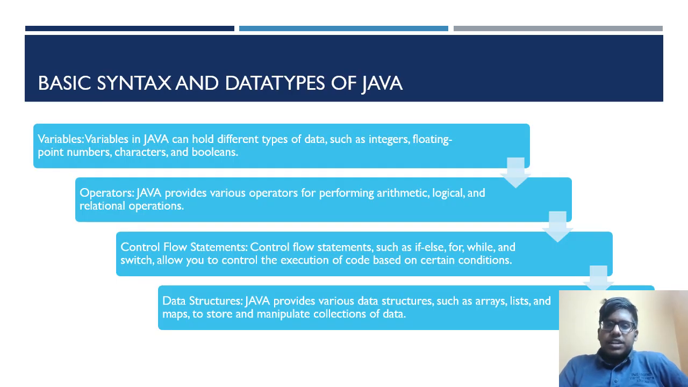Basic syntax and data types of Java. Variables. Variables in Java can hold different types of data such as integers, floating point numbers, characters, and booleans. Operators. Java provides various operators for performing arithmetic, logical, and relational operations. Control flow statements. Control flow statements such as if, else, for, while, and switch allow you to control the execution of code based on certain conditions. Data structures. Java provides various data structures such as arrays, lists, and maps to store and manipulate collections of data.